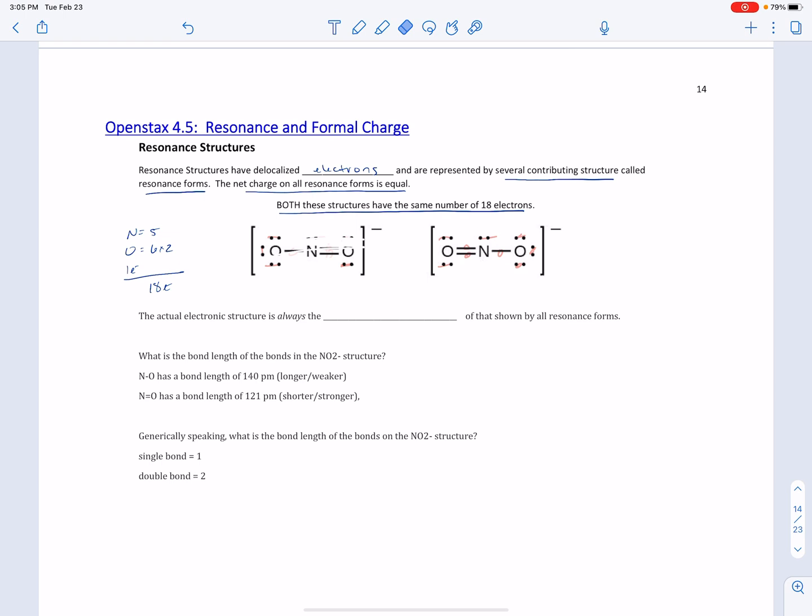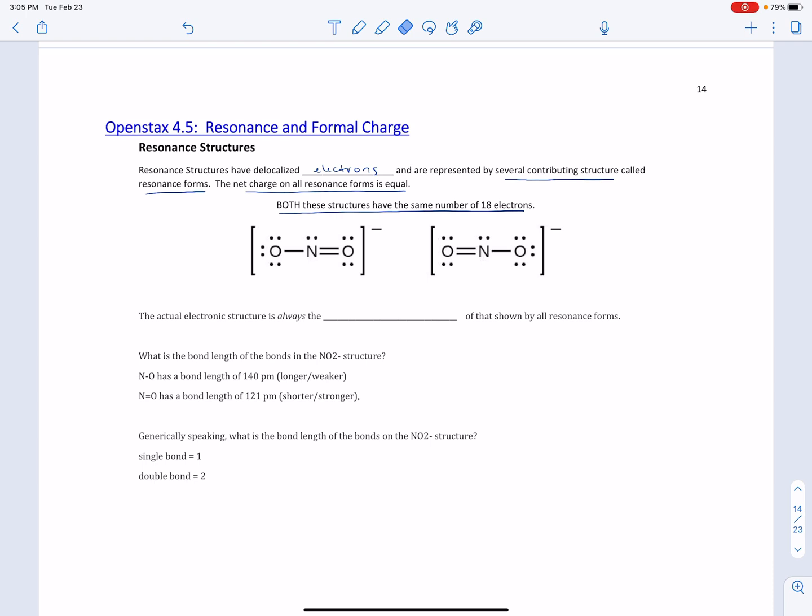So what's going on here? What the person who came up with the idea of resonance forms really came up with was that in these special cases, we should come up with the idea that it's neither a single nor a double bond. It's some kind of a blend.